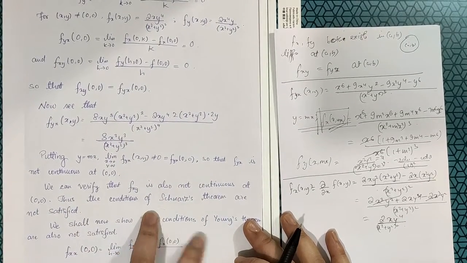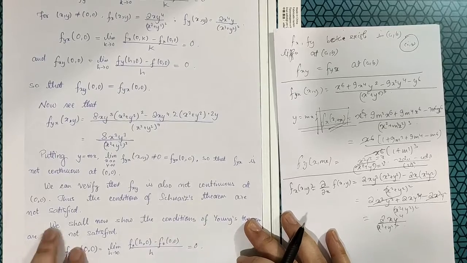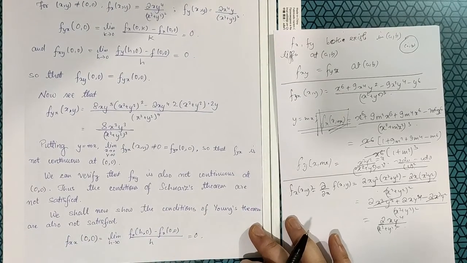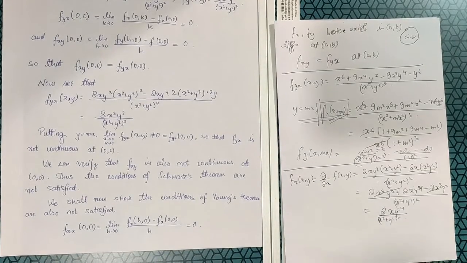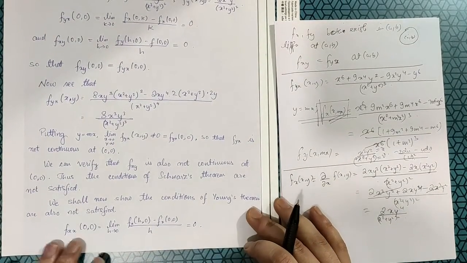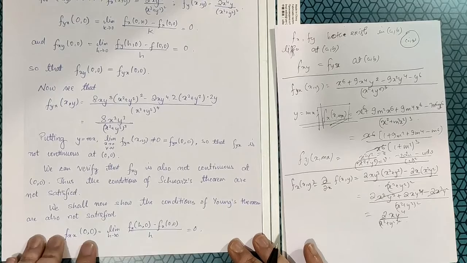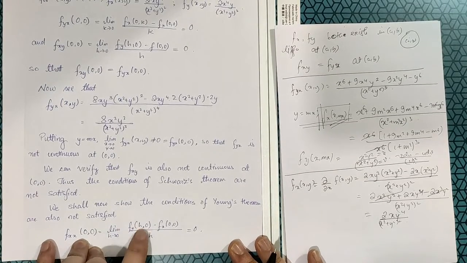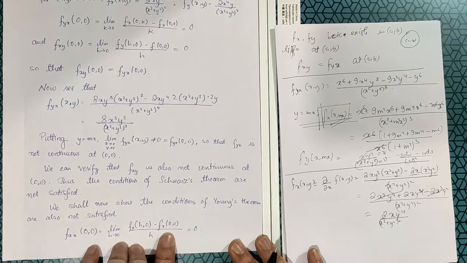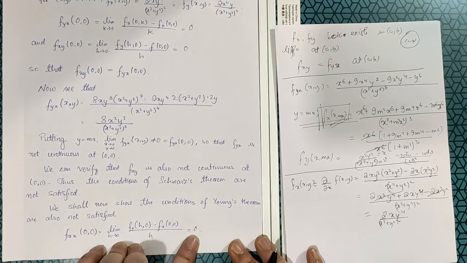Thus the conditions of Cauchy's theorem are not satisfied. We shall now show that the conditions of Young's theorem are not satisfied. So f_x at the point (0, 0) is the limit as h tends to 0 of [f(h, 0) minus f(0, 0)] divided by h, which is 0.